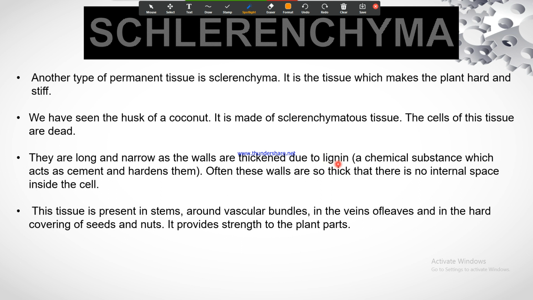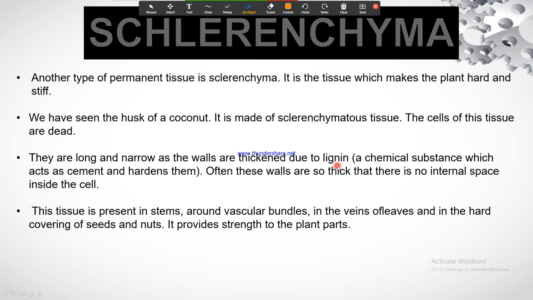The thick depositions are made up of a substance known as lignin, a chemical substance which acts as a cement and hardens them. So what is the function of lignin and what is the nature of lignin? It acts as a cement.